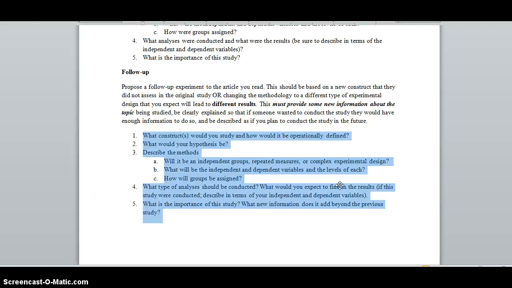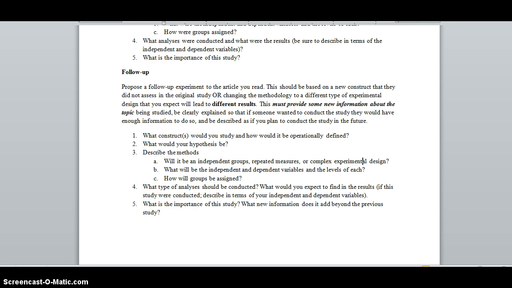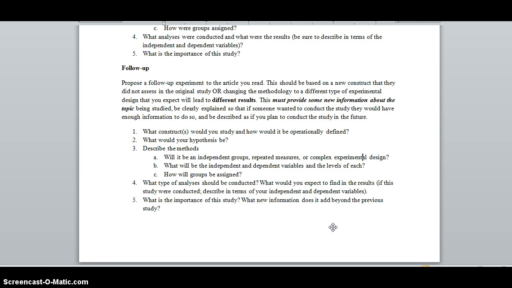Also be sure that your follow-up study answers these questions. So your description should include what construct you will study and how it's operationally defined, what your hypotheses will be. It will describe the methods, including describing whether it's an independent groups, repeated measures, or complex experimental design, telling me what the independent and dependent variables are and the levels of each, and telling me how groups will be assigned. And then based on that, you'll need to talk about what types of analyses will be conducted and what you'd expect to find in the results if this study were actually conducted.